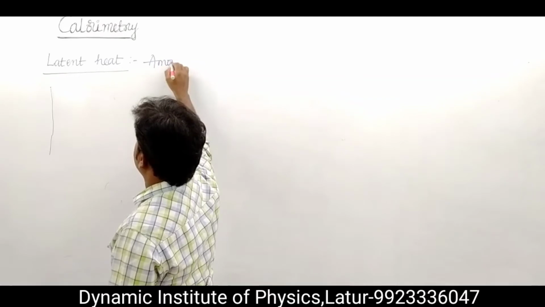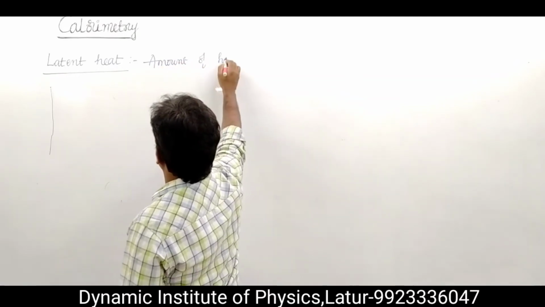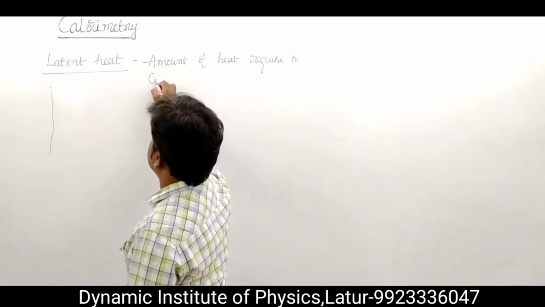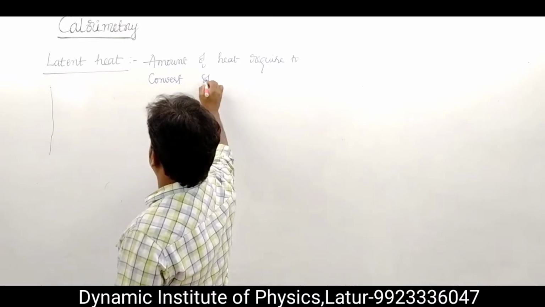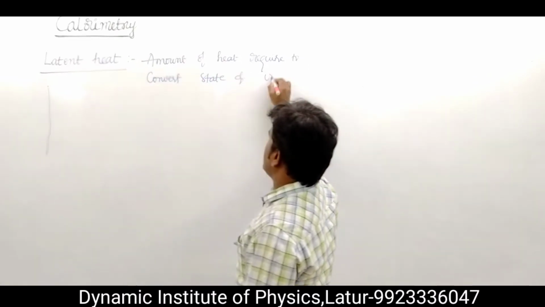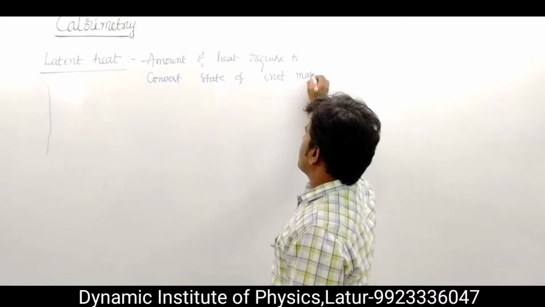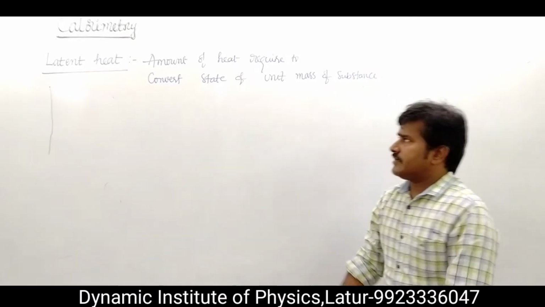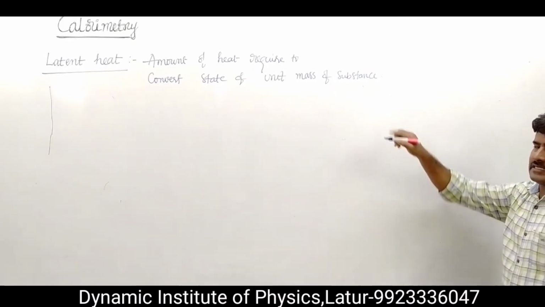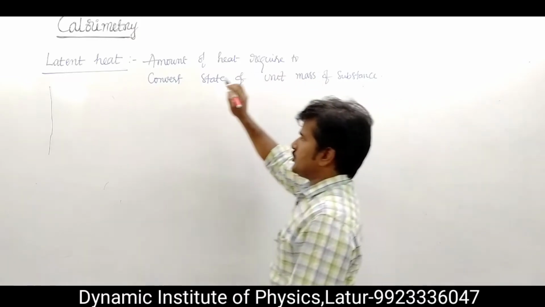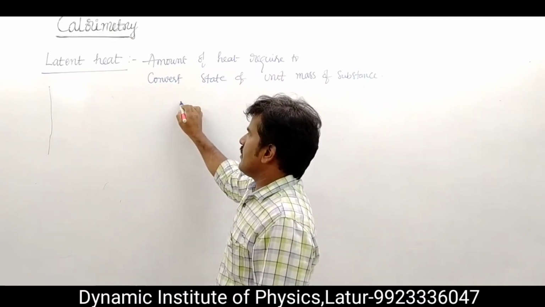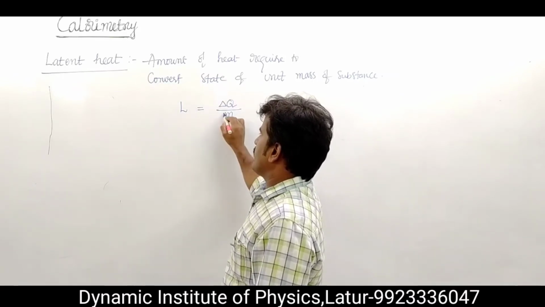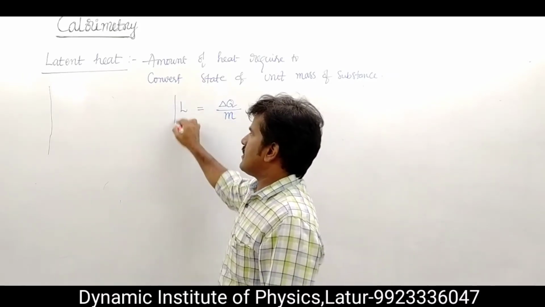Amount of heat required to convert the state of unit mass of substance is called latent heat. So this is the latent heat. Latent heat L is equal to delta Q upon M. So delta Q upon M, this is the latent heat.